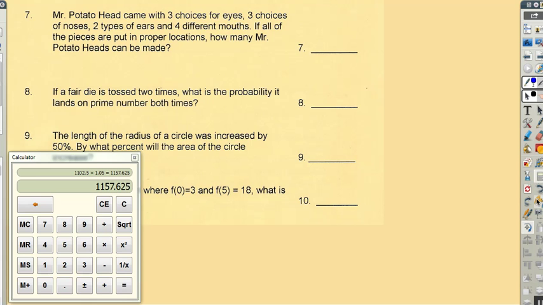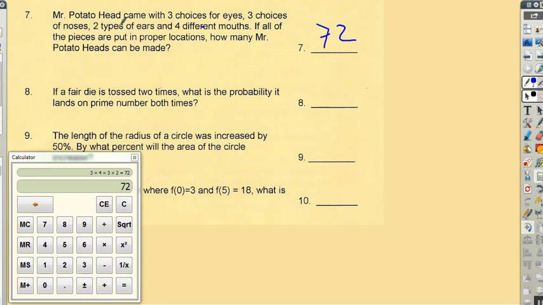Mr. Potato Head has 3 choices of eyes, 3 choices of nose, 2 types of ears, and 4 different mouths. If all the pieces are put in their proper locations, how many Mr. Potato Heads can be made? All right. So really, let's just try something for funsies. 3 times 4 times 3 times 2. That's right, 72. 72 different choices. Because for every 3 choices of eyes, he can have all these different types of configurations.